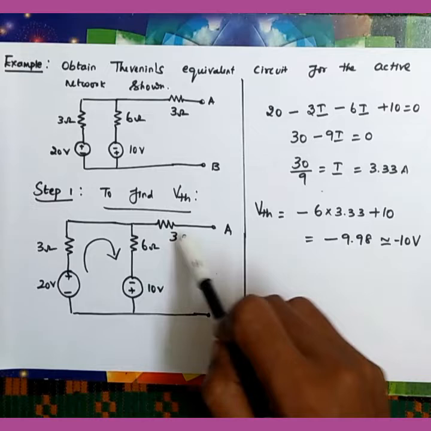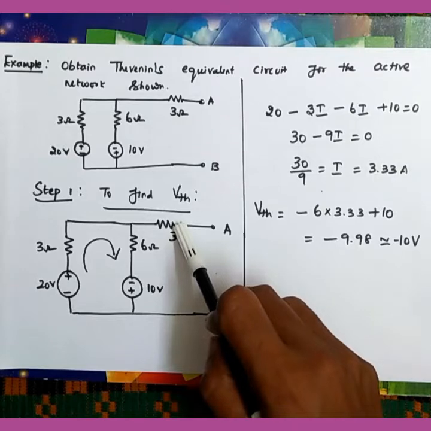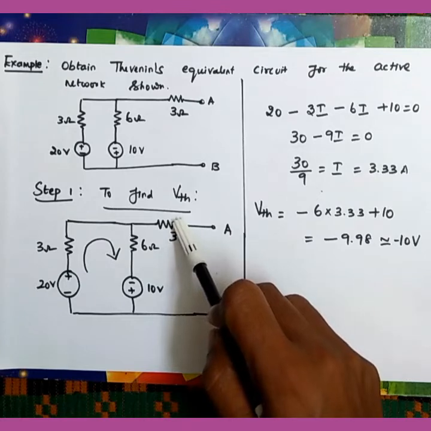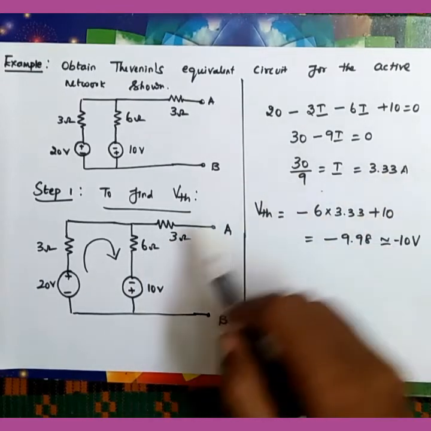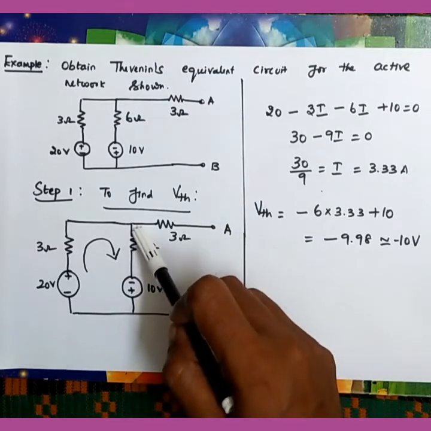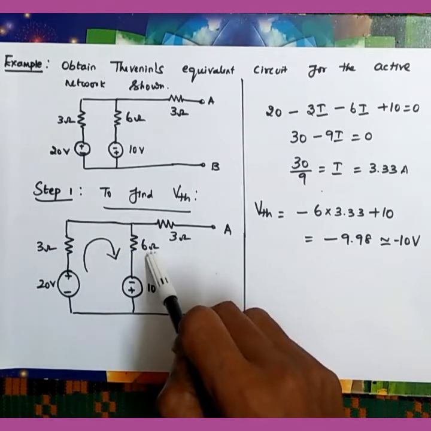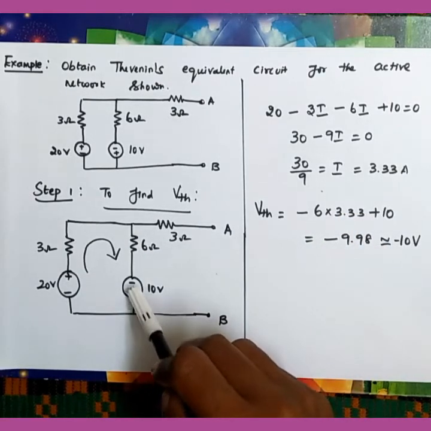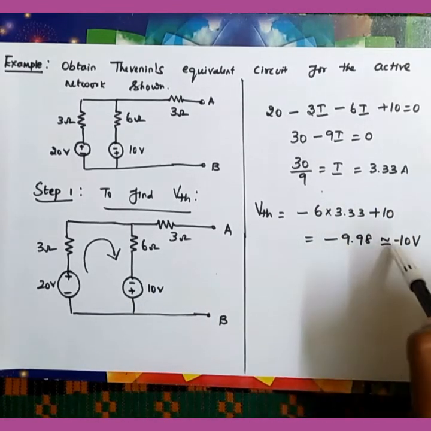Now we know that the voltage drop across the 3 ohm resistor is 0. Why? Because I is 0, so the voltage drop is 0. I into R, I is 0, so the voltage drop across the 3 ohm resistor is 0. Now the voltage drop across the 6 ohm resistor is 6 into 3.33. As I said, I start from A and enter the 6 ohm resistor from top to bottom. The current is also flowing in the same direction, so the drop is negative. So minus 6 into 3.33, and then the current is coming out from the positive plate of that battery, so plus 10 volt. If you simplify, you get minus 10 volt.